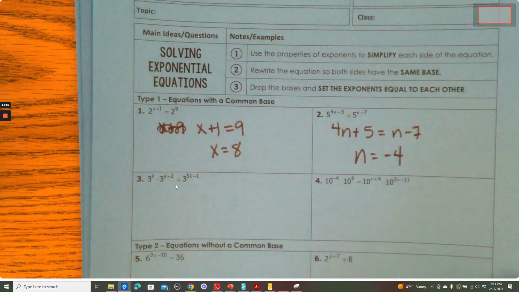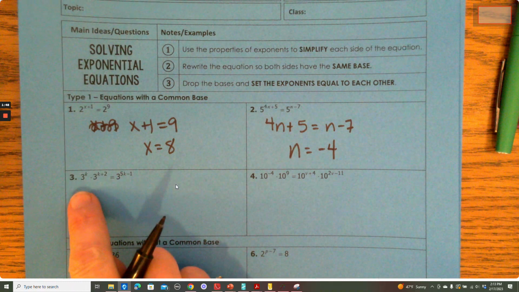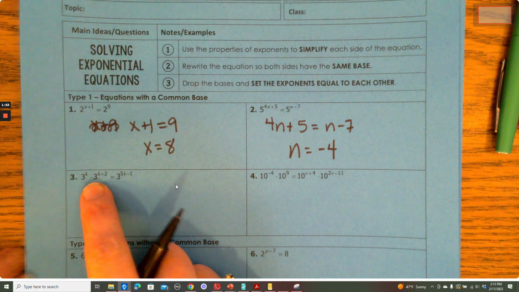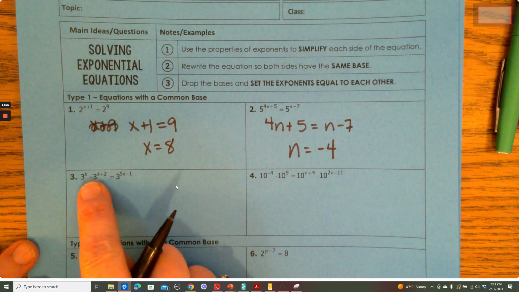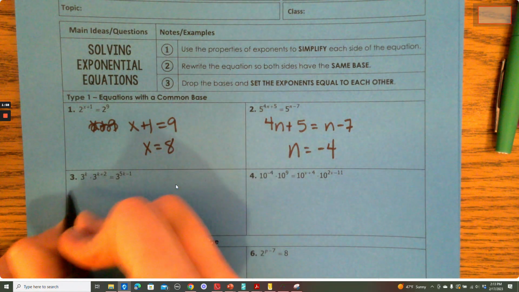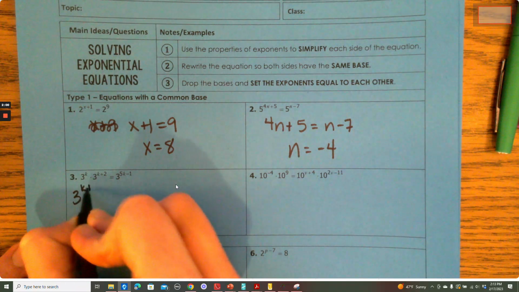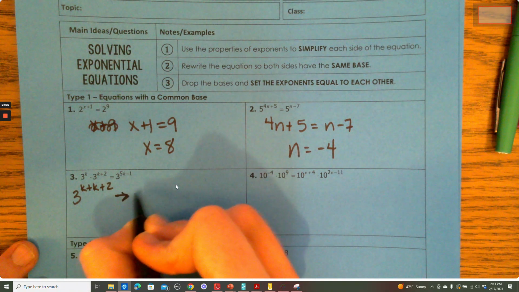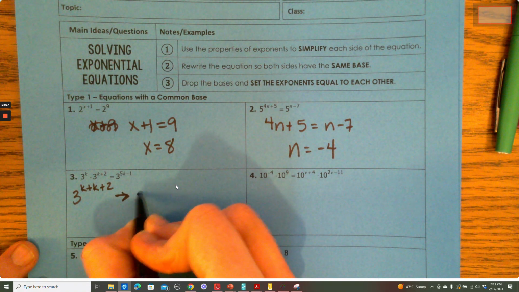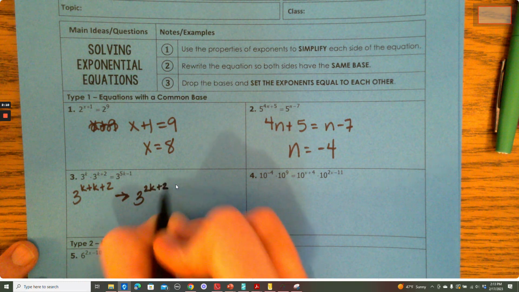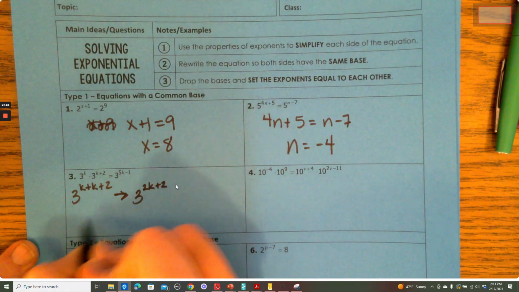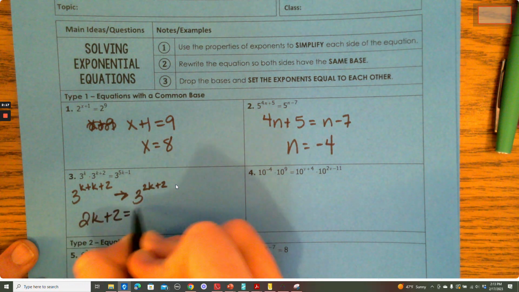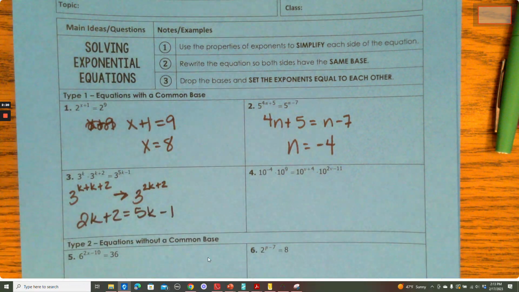On number 3, now we've got 3 to the k times 3 to the k plus 2. When you're multiplying and you've got the same base, you can add your exponents. So this would be 3 to the 2k plus 2. So that's what you would set equal, that's your exponent for this side. It would be 2k plus 2 equals 5k minus 1.